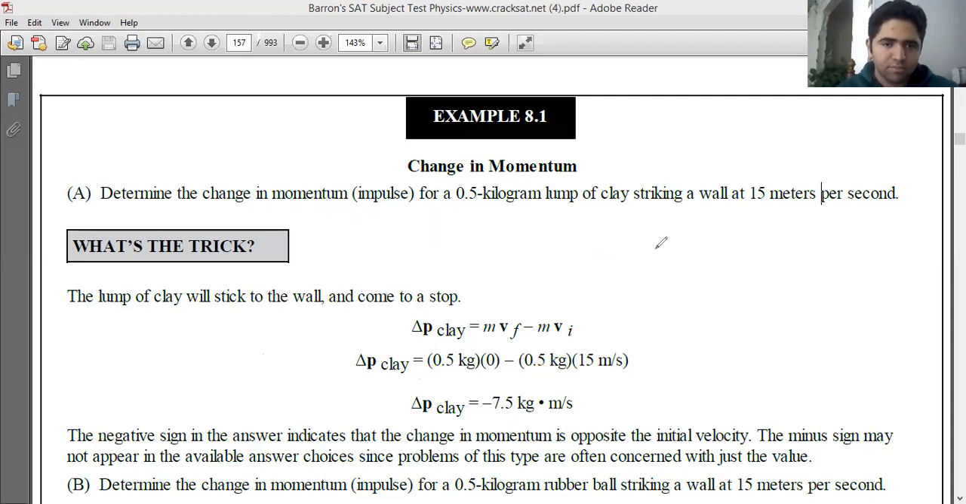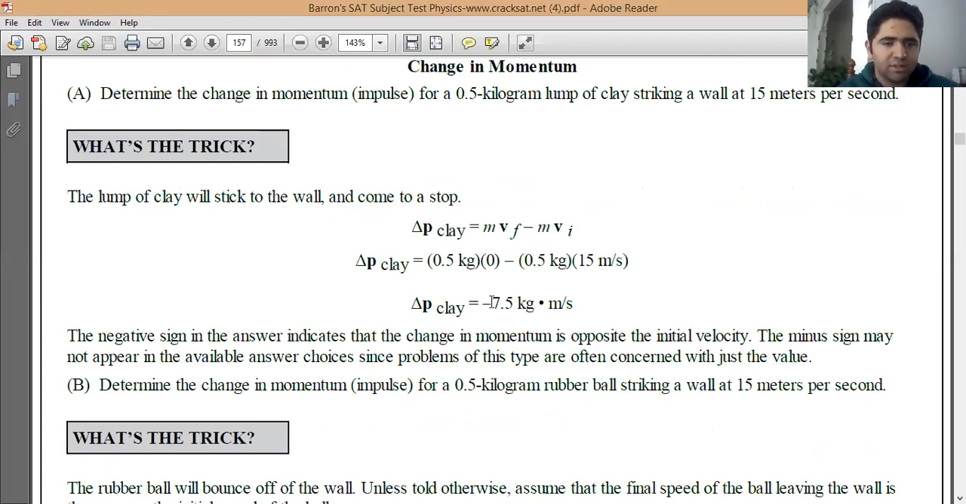Okay, so the negative sign here indicates that the change in momentum is opposite to the initial velocity. The change actually happened opposite to where the ball was going. And so the minus sign may not appear in the available answer choices. So, you get the point. Make the most logical answer choice be your answer.